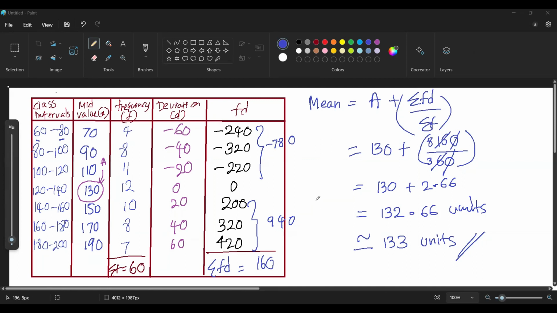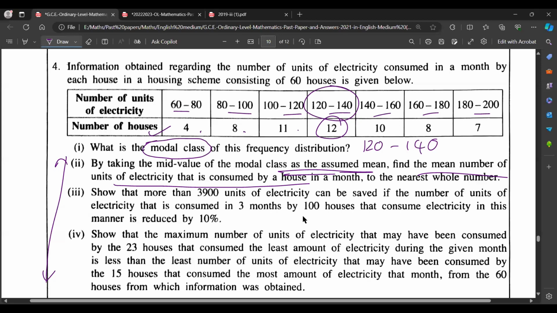And you have to remember these topics and this equation. Mean is equal to assumed mean plus sigma FD divided by sigma F. So you have to find sigma FD. When you are finding sigma FD, find all the FD values, get the plus FD value, get the minus FD value, get the difference and put the sigma FD value there. That's the normal method you have to follow. Is that clear or not?